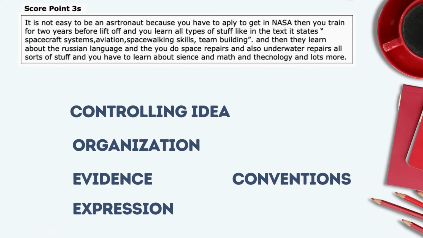All right, here's another 3. It is not easy to be an astronaut because you have to apply to get in NASA when you train for 2 years before liftoff, and you learn all types of stuff like in the text it states, spacecraft systems, aviation, spacewalking skills, team building. And then they learn about the Russian language and you do space repairs and also underwater repairs, all sorts of stuff. And you have to learn about science and math and technology and lots more.